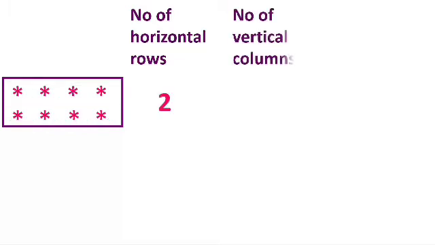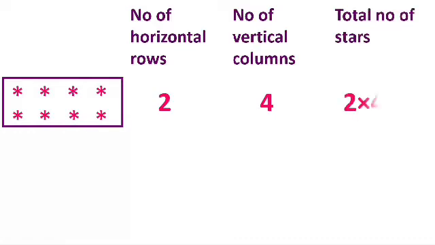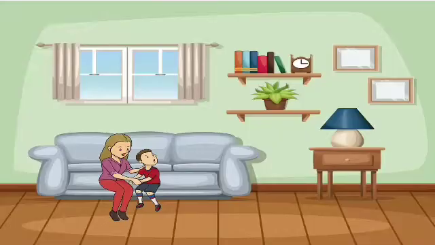Yes, Mom. In first box, number of horizontal rows are 2 and number of vertical columns are 4. Therefore, total number of stars are 2 into 4 is equal to 8. Can you try the second box?